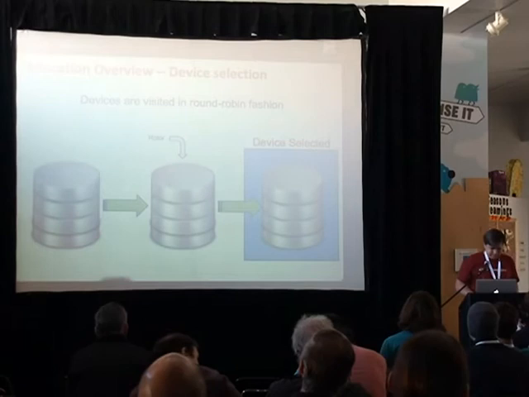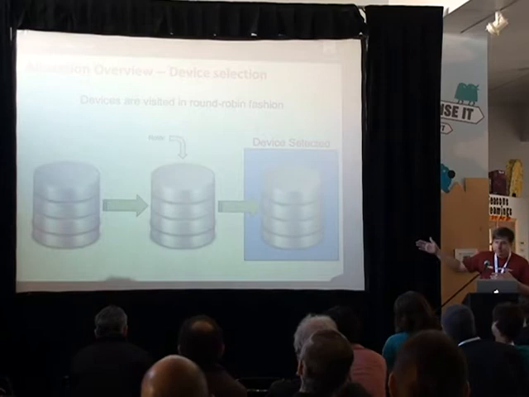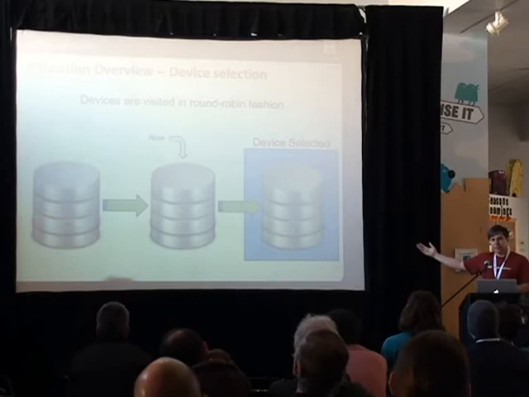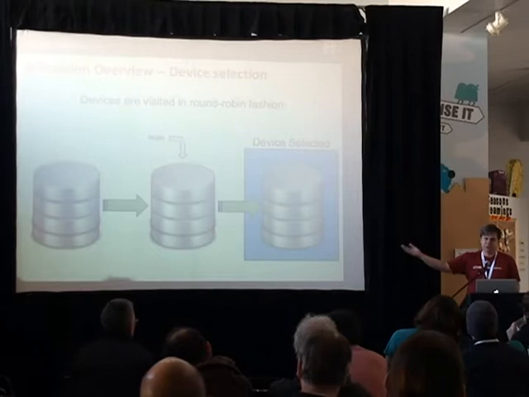So in this example here, we started off at the second disk and asked the question. It failed to allocate a block. It did select the third disk in line. If the third disk could not actually satisfy the allocation, then it would simply wrap all the way back around.